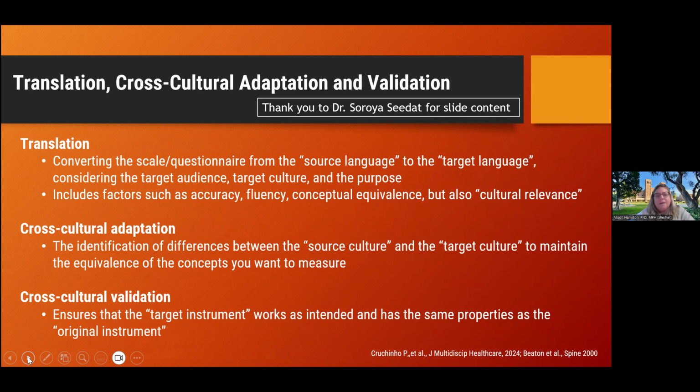Again, not only changing measures from the source language to the target language, but also thinking about accuracy, fluency, conceptual equivalence, and cultural relevance. Thinking about differences between the source culture and the target culture, where you're going to be using the instruments. And we want to make sure that what we're measuring using an instrument that's been adapted has the same properties as the original instrument. So it becomes very complex very quickly. And we can't do it without community engagement.